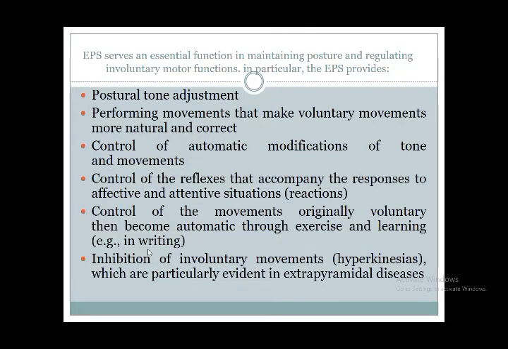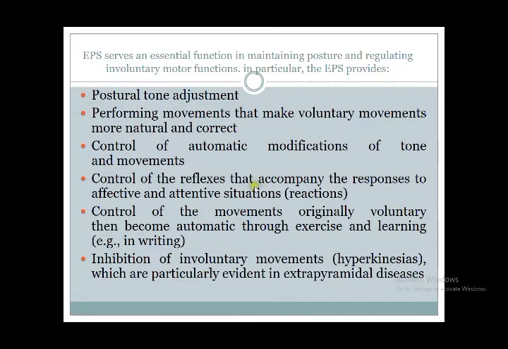Briefly, what are the functions of the extrapyramidal system? It serves an essential function in maintaining posture and regulating involuntary motor functions. In particular, it provides postural tone adjustments. For example, damage to the extrapyramidal system will lead to rigidity. It also makes voluntary movements more natural and correct, controls automatic modification of tone and movements, and controls the reflexes that accompany responses to affective and attentive situations. For example, patients with Parkinson disease have masked facies.